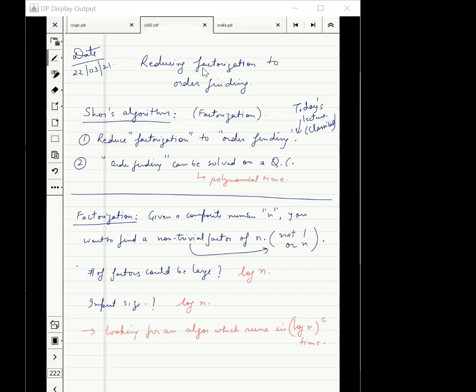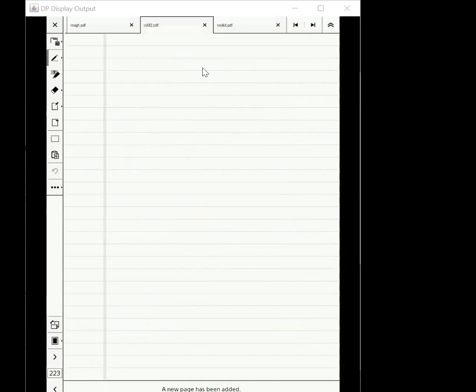Great. This is the problem of factorization. The next problem, which we will reduce it to, is called order finding. What is order finding? Order finding is over a group G. G is a parameter of the problem. We always say order finding over this group or over that group. There is a parameter, and that parameter is the group.